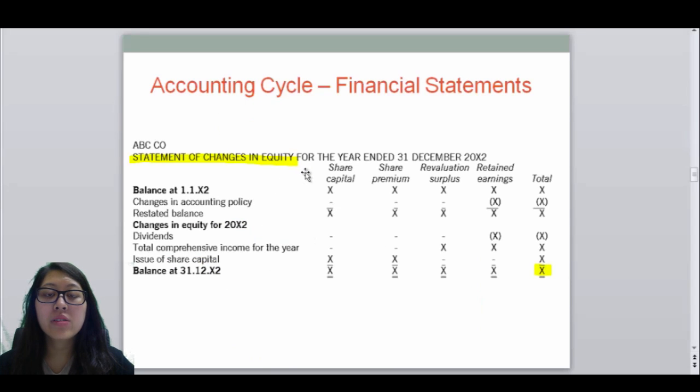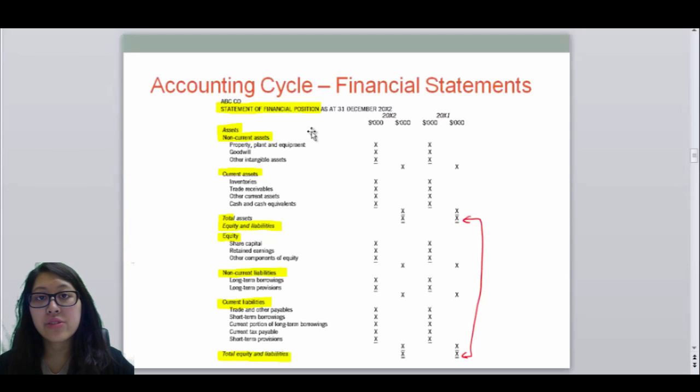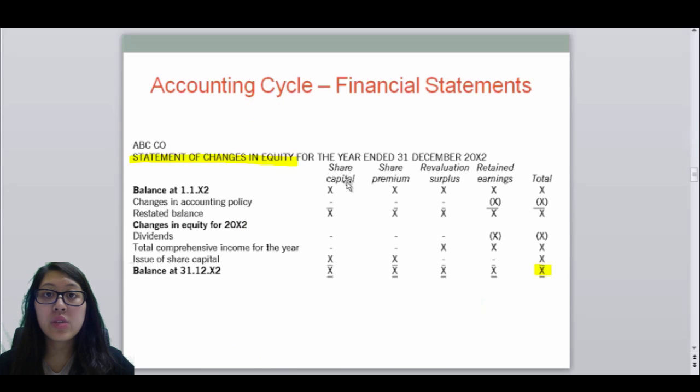So the opening balance will be how much it was last year, and other details would be what kinds of transactions have happened to equity throughout the financial year. So basically what the SOFP displays regarding equity would simply be the year-end figure only, whereas the statement of changes in equity is going to show the entire movement from beginning to end.